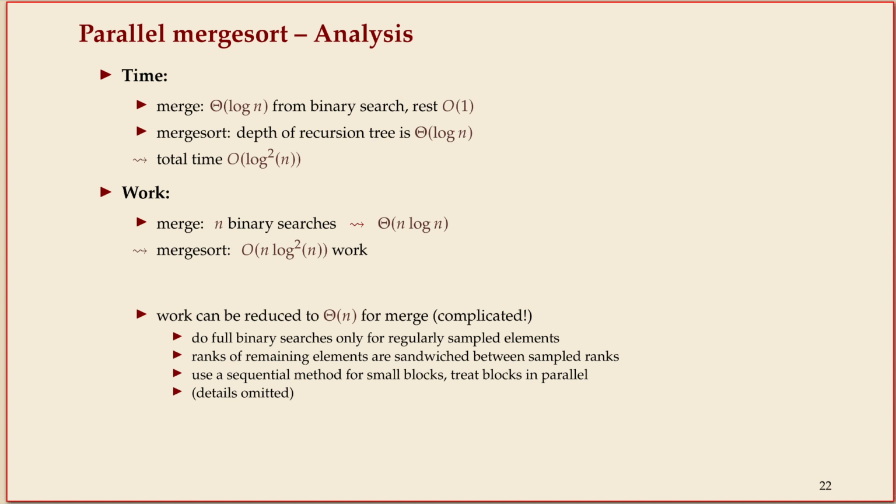Now, what I didn't comment on, both measures are not optimal. The work you can get down to n log n by making the merge work efficient. The span is also not perfect because it's log squared, and you can get it down to log n. But that algorithm is even more crazy, so we're not discussing it. But I guess it should be a comment here.